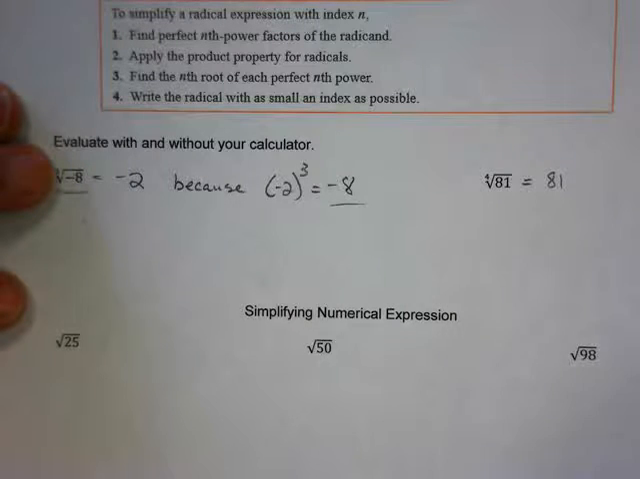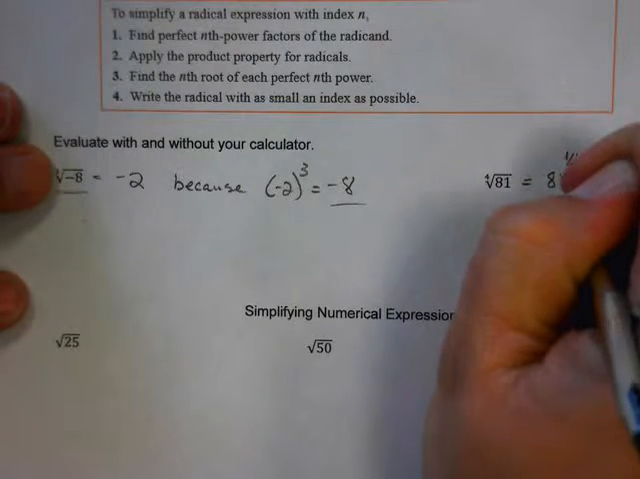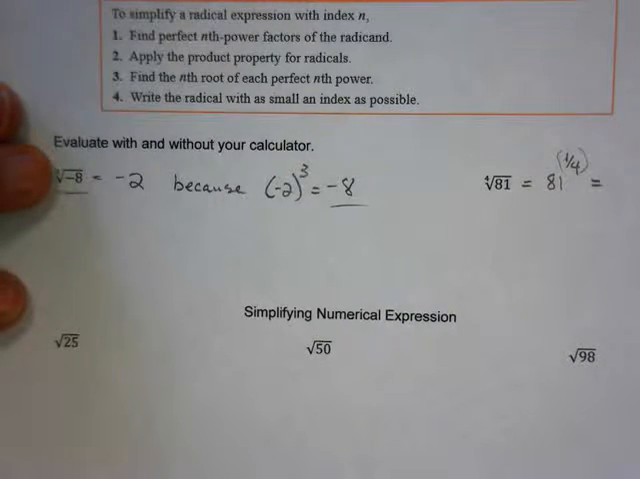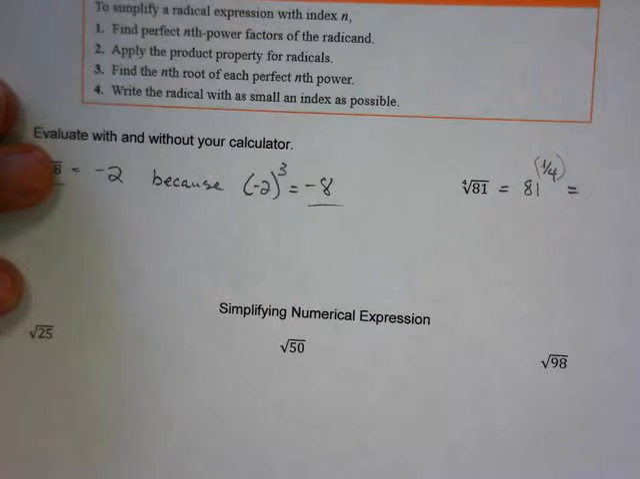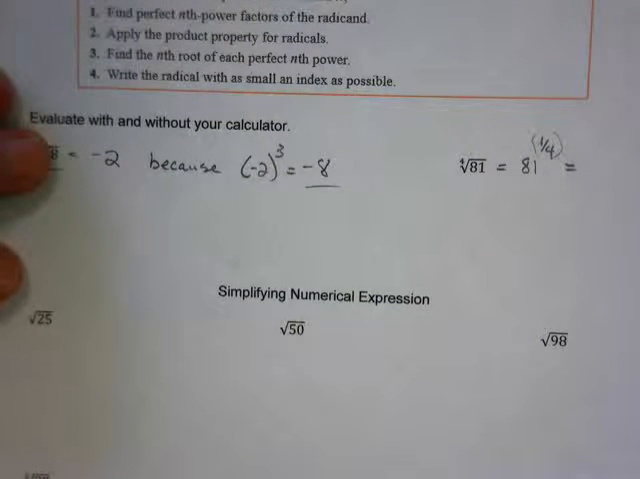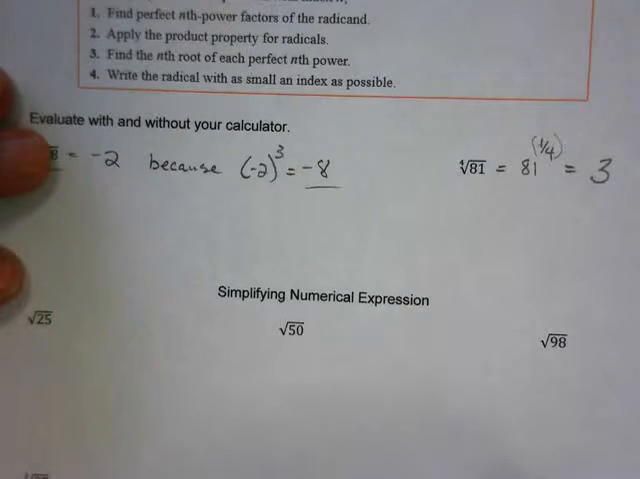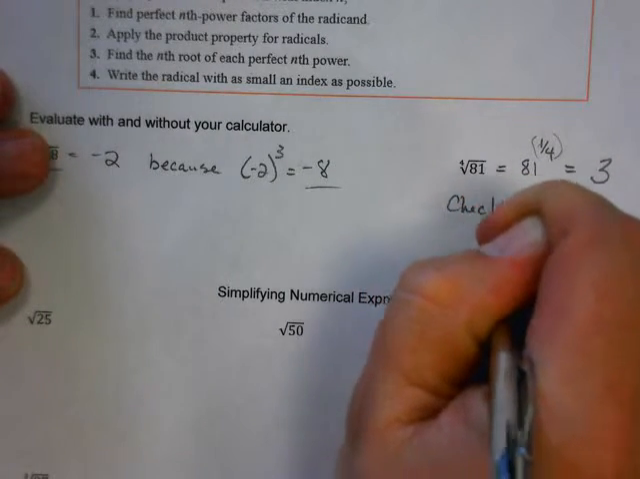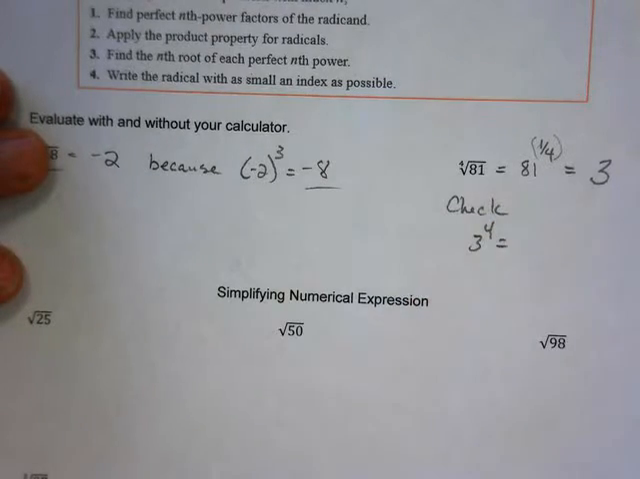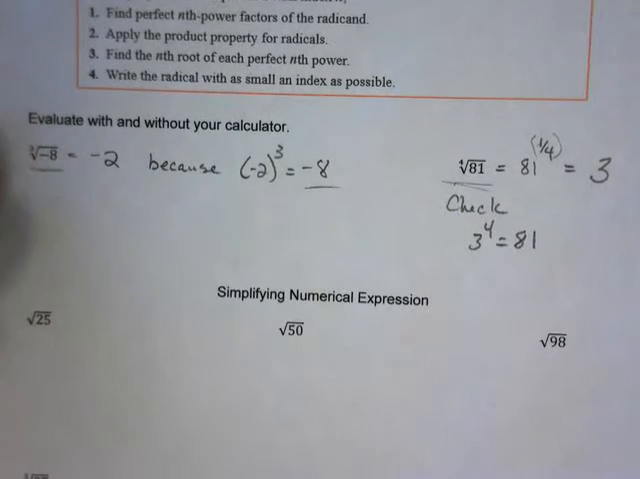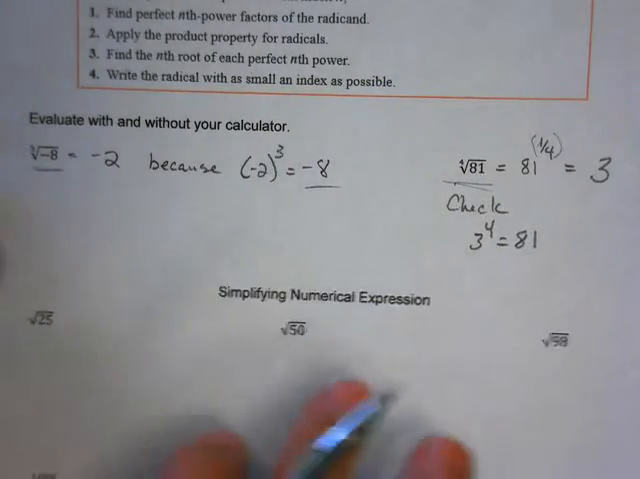What would we rewrite this to? To the 1/4. So 81 to the 1/4, if you're using your calculator, you better make sure you have parentheses around that. What's 81 to the 1/4 going to be? And this is a nice one. And we could check, 3 to the 4th equals what? 81. So these are perfect radicals. It's not going to be an ugly decimal with some of these.